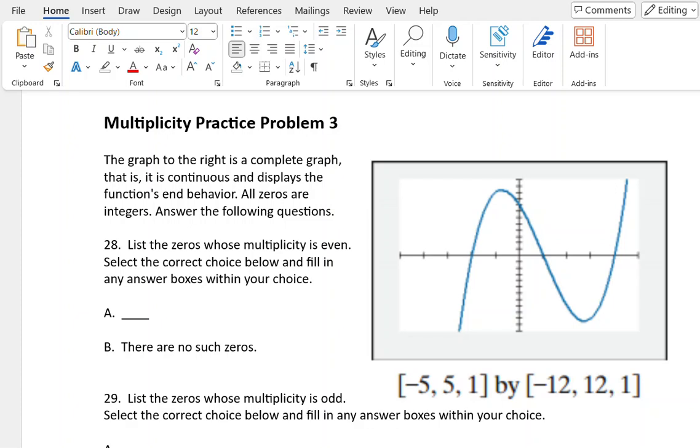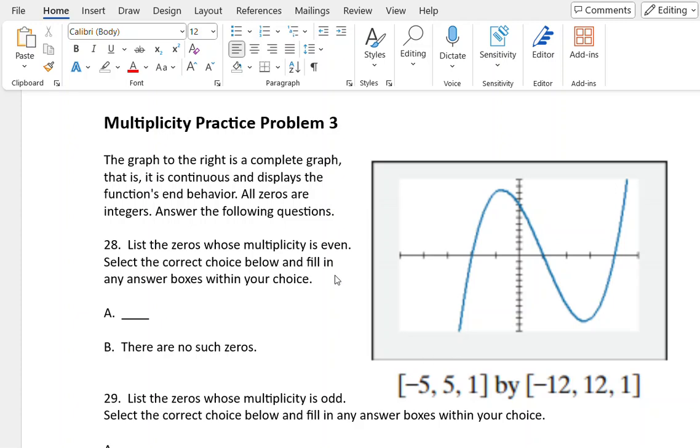In this video, we're going to do one final multiplicity practice problem that is similar to a problem that you will see in my lab. In this problem, they're giving me a graph. It says that the graph is a complete graph, that is, it is continuous and displays the function's end behavior. So we don't have to worry that there's some other turns or something flipping around outside of the graph. It's just going to continue rising on the right side and falling on the left side. All zeros are integers. Answer the following questions.